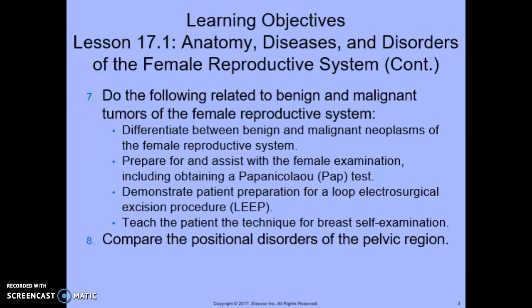We will differentiate between benign and malignant neoplasms of the female reproductive system, prepare and assist with the female examination, including obtaining a Pap test, demonstrate patient preparation for a loop electrosurgical excision procedure, which is LEEP, L-E-E-P, teach the patient the techniques for breast self-examination, and compare positional disorders of the pelvic region.